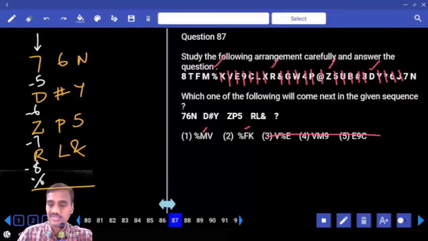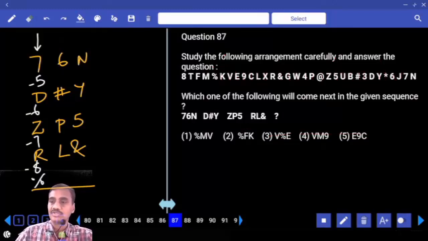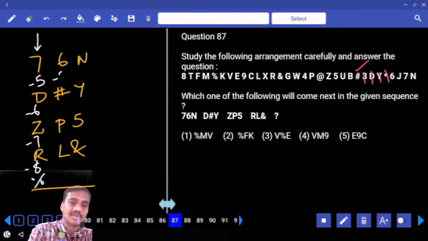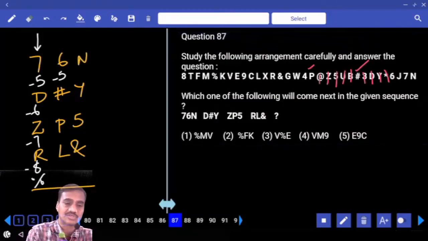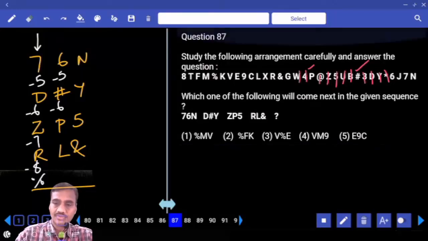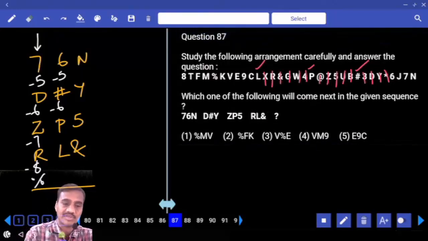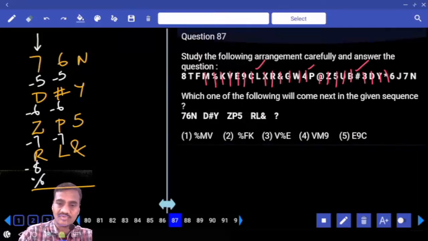Then coming to 6 and percentage. 6 and hash, 1, 2, 3, 4, 5, minus 5. Hash and P, 1, 2, 3, 4, 5, 6, minus 6. And P and L, 1, 2, 3, 4, 5, 6, 7, minus 7. And next one minus 8. 1, 2, 3, 4, 5, 6, 7, 8.